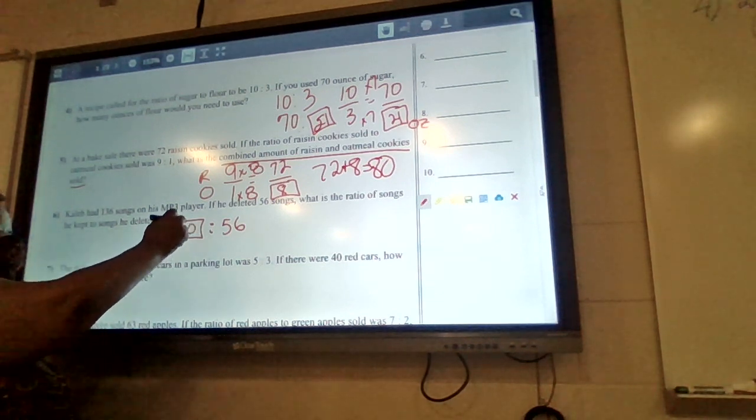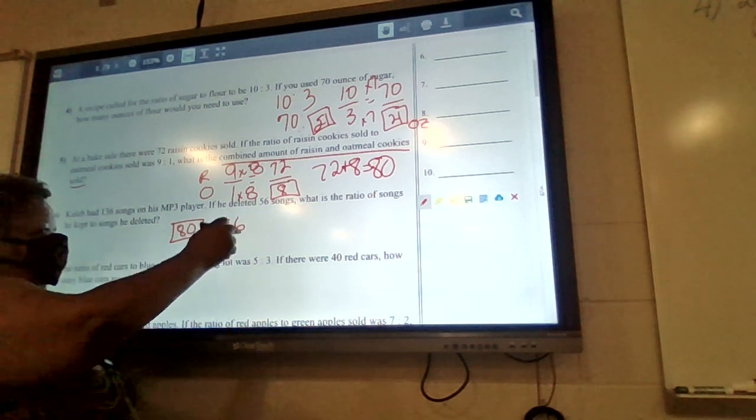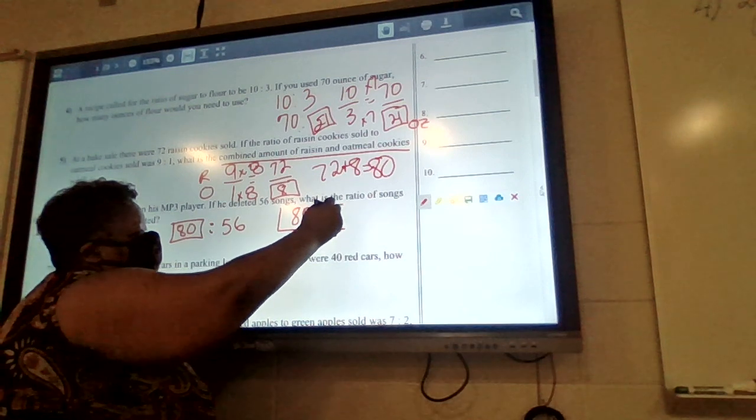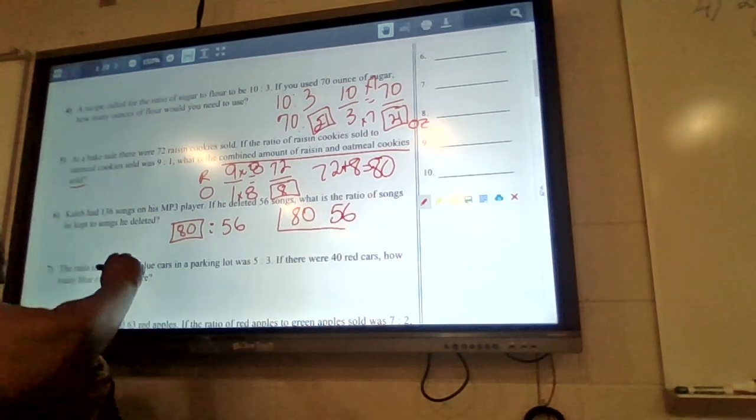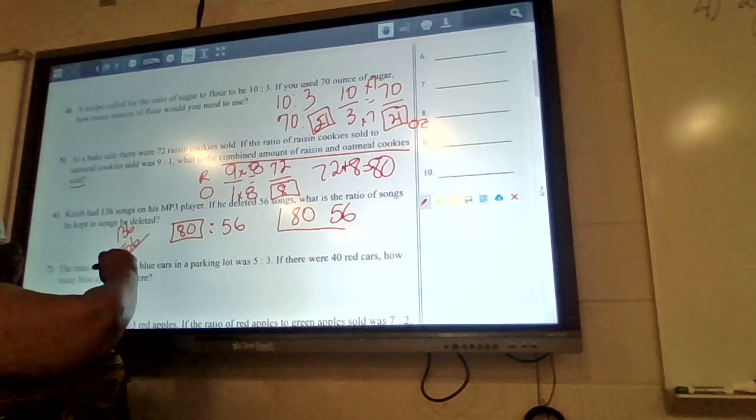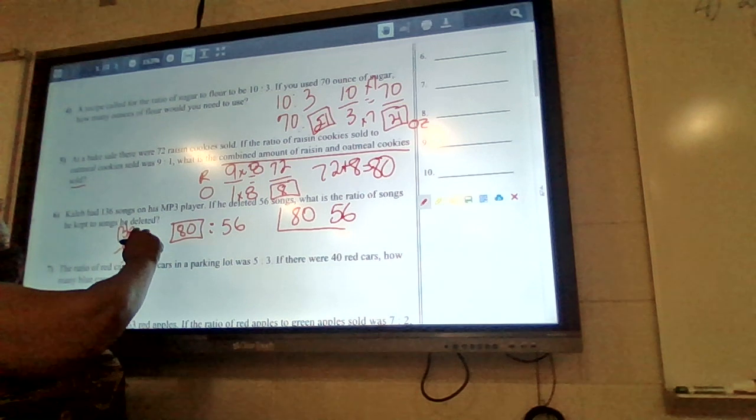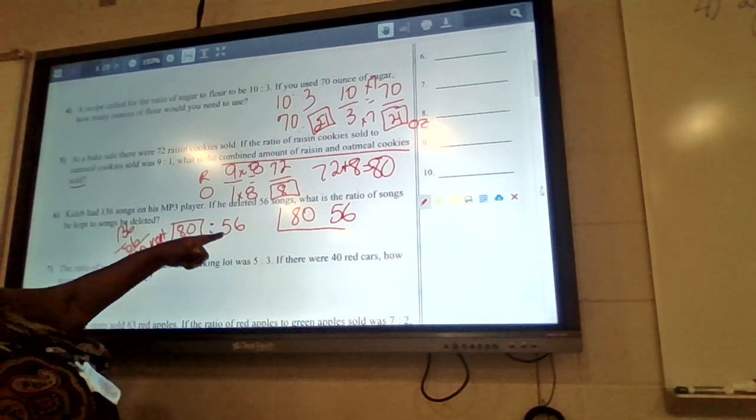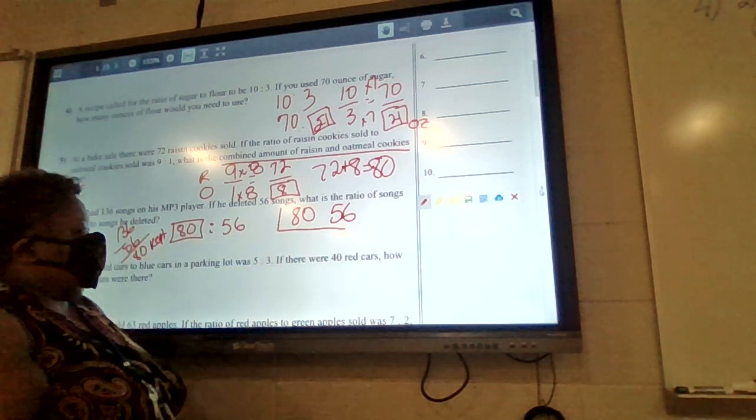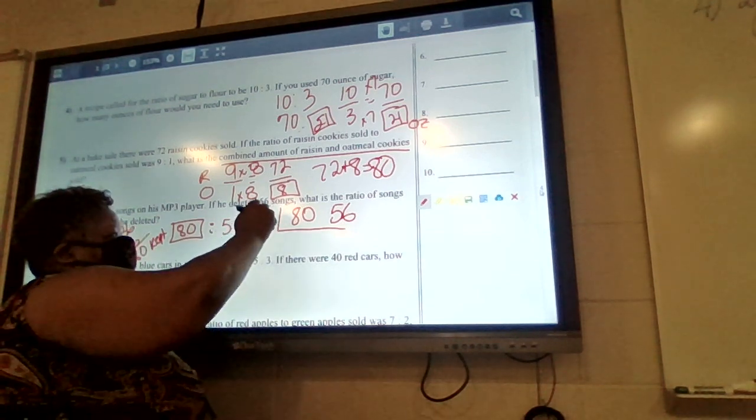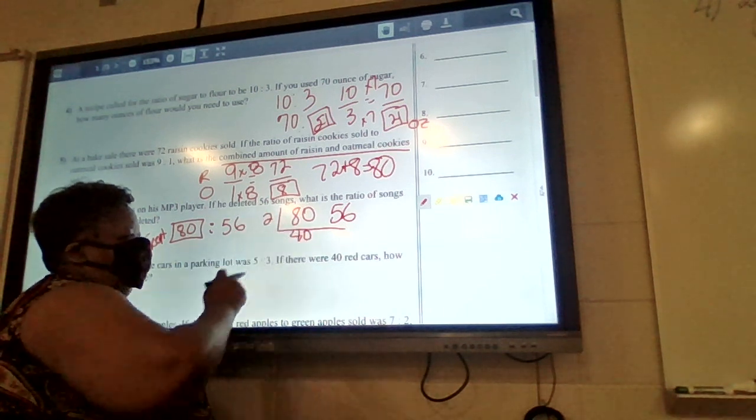80. Okay, now we can simplify that, right? Because both of those are even numbers. So if you subtract 136 minus 56, that gives you 80, which is the ones he kept, right? So kept to deleted. Okay, now what goes into 80 and 56? 2. So we got 40. 56 divided by 2 is what?